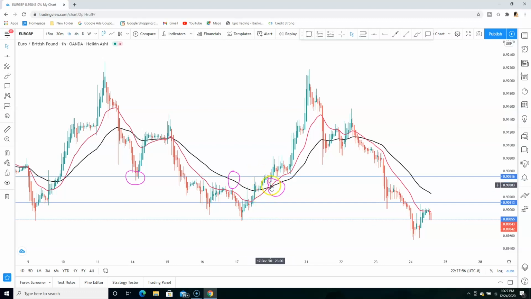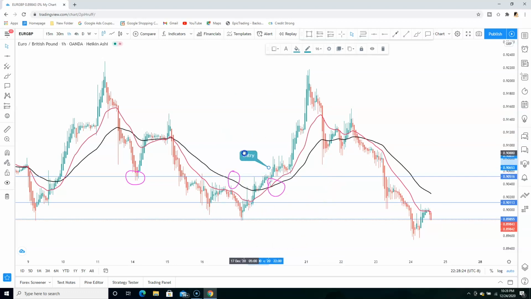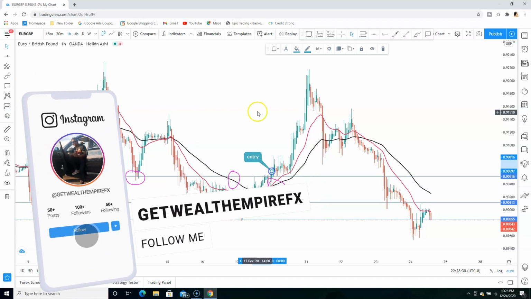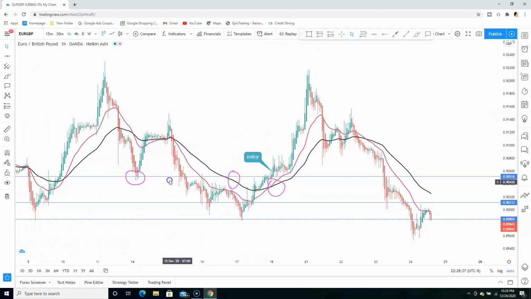So you have the 20 EMA crossing the 50 EMA. You have your first confirmation. Your second confirmation is to wait to see if price is going to break above your resistance zone. And that's exactly what happened right here. So your entry is going to be right there, at this zone, because price finally broke your resistance. So you get in right there.